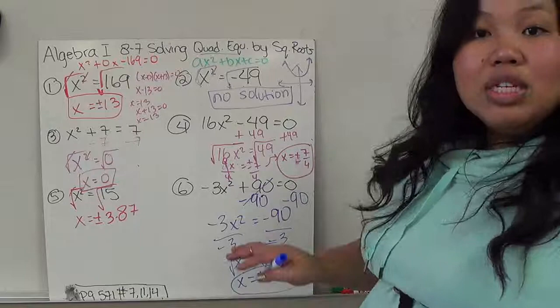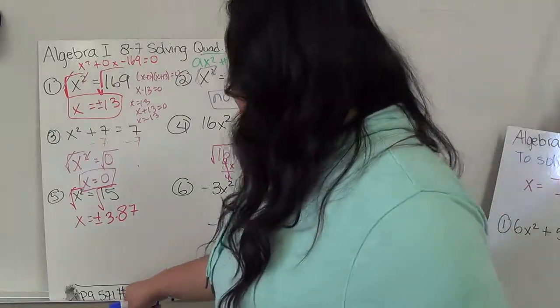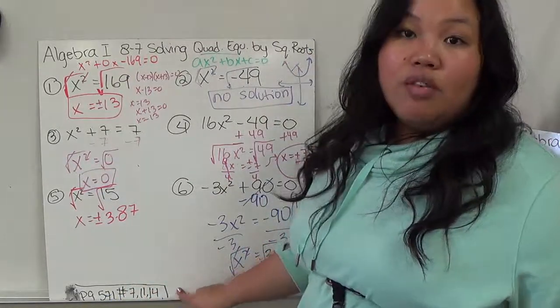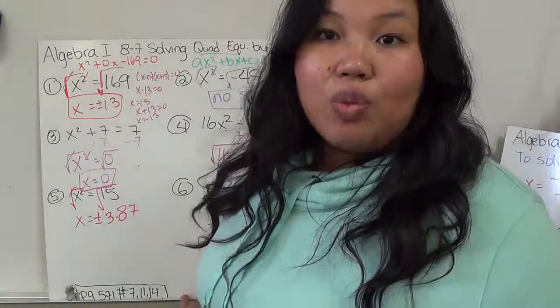So go ahead and write this down and try. Page 571, numbers 7, 11, and 14. Page 571, numbers 7, 11, 14, and I will see you in class.